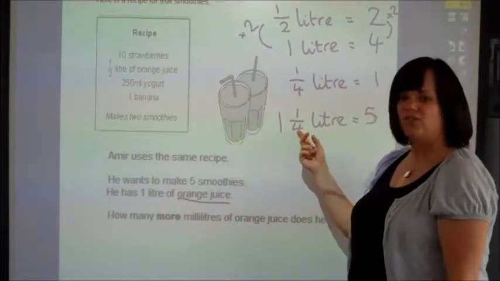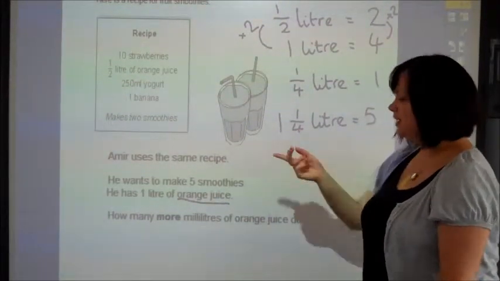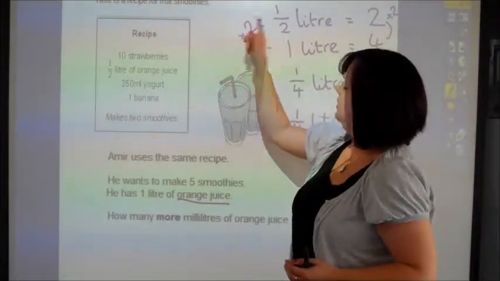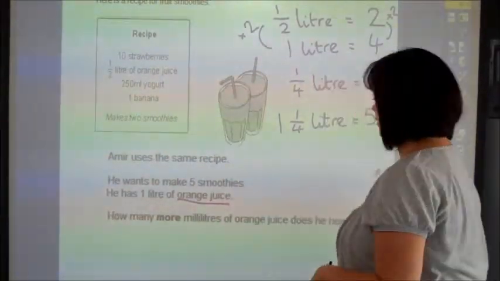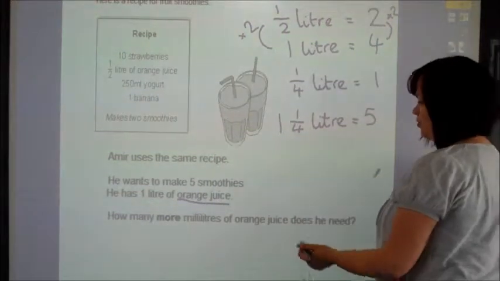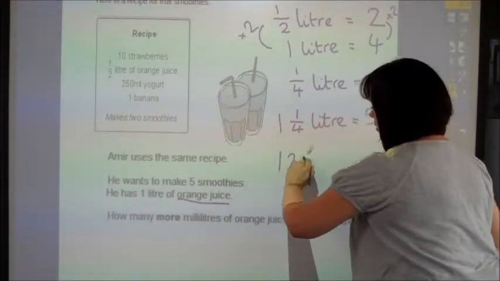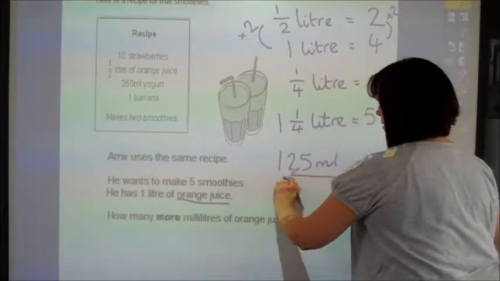So now we have to change this 1/4 of a litre into millilitres. Well, I know half is 250 millilitres. We've done it already in the previous bit of the question. So if I halve that again, I'll get 1/4, which is 125. So the answer is 125 millilitres.